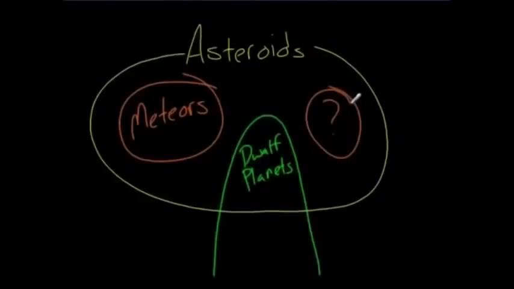Space is mainly empty, but when we do find matter in space, that matter tends to clump together and make objects. Now, meteoroids are not a technical term, but they are still in use.